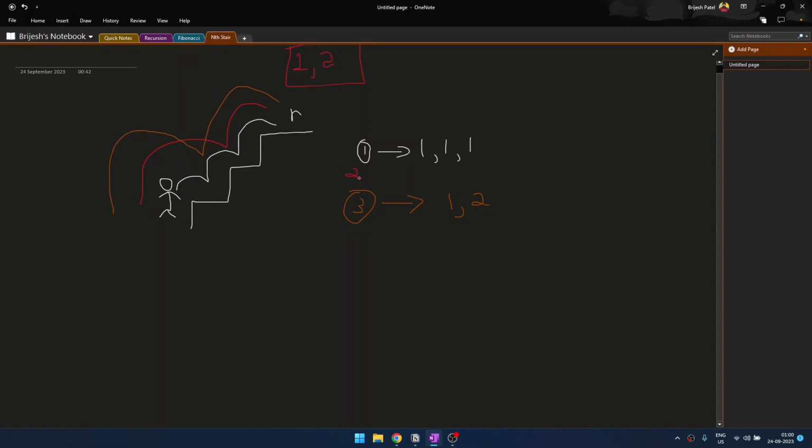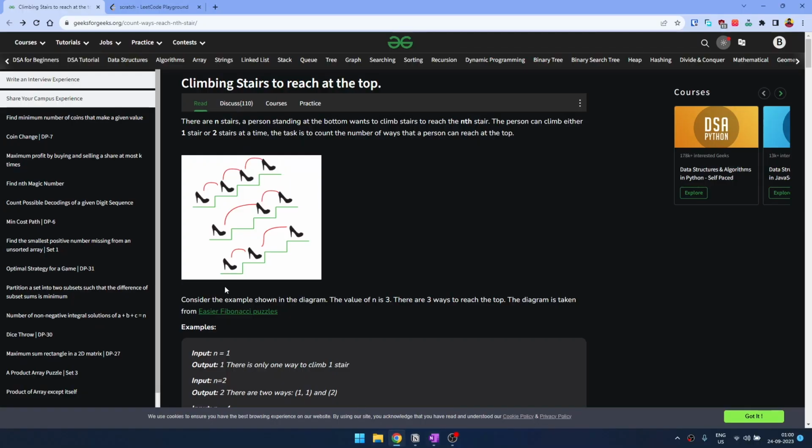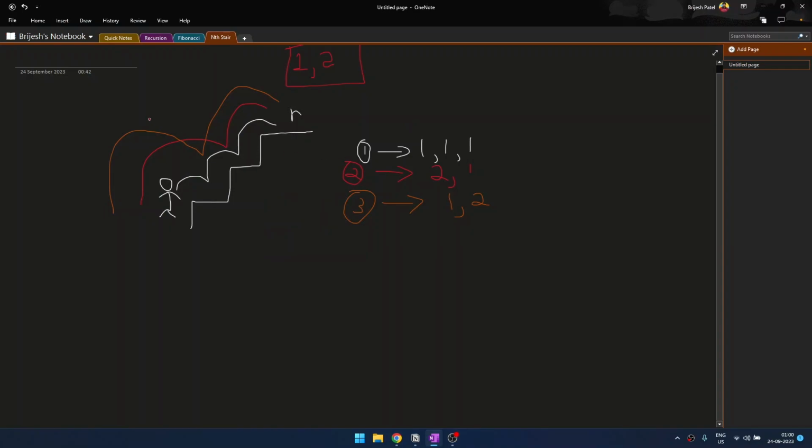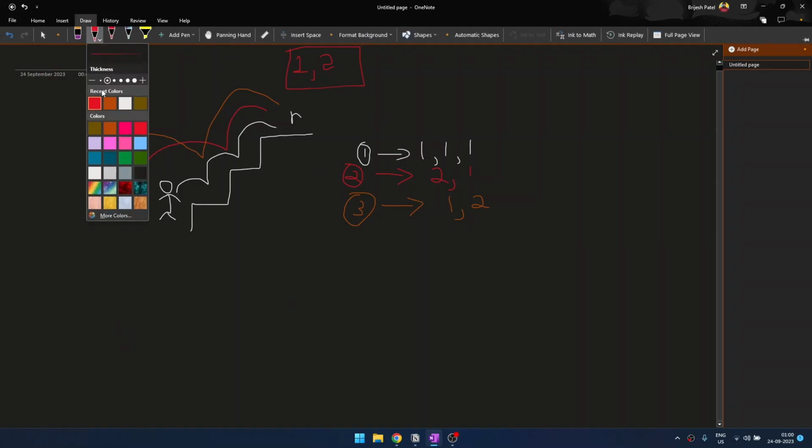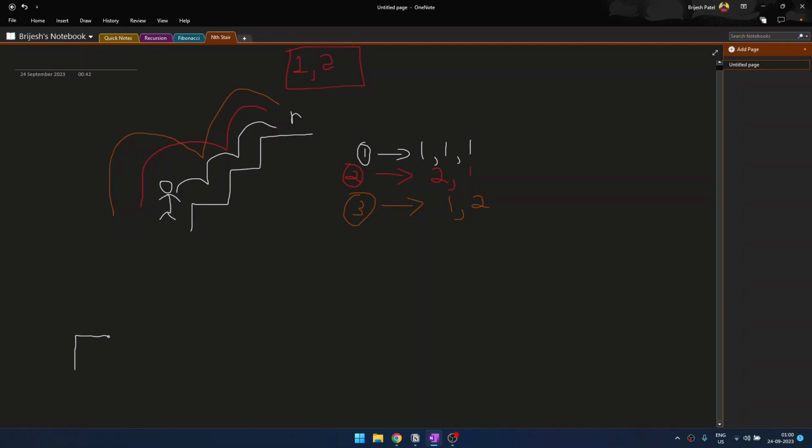Similarly, let's write the second possibility as well, which was two steps and then one step. Okay, I hope the problem is clear. If it's not clear, you can look at the example that Geeks for Geeks has provided. Okay, so now if you look at it, if there is only one step that you have to climb, then there is only one way to do it.